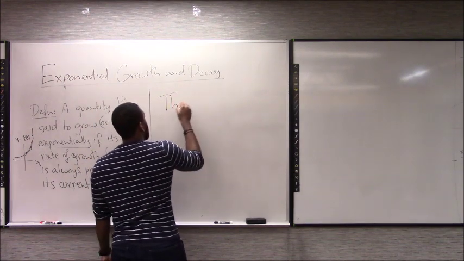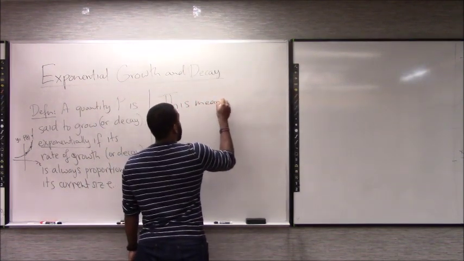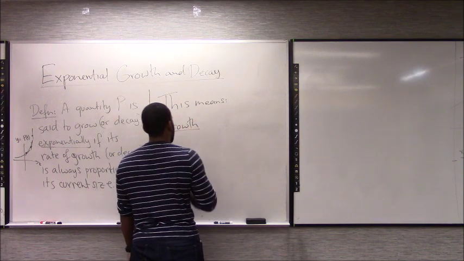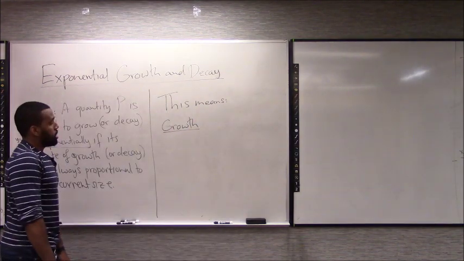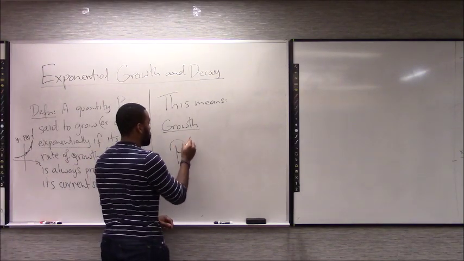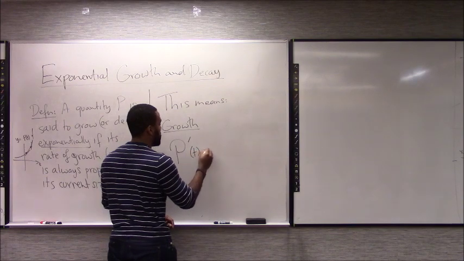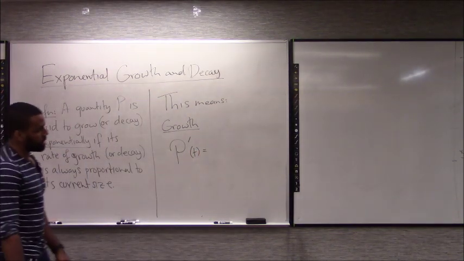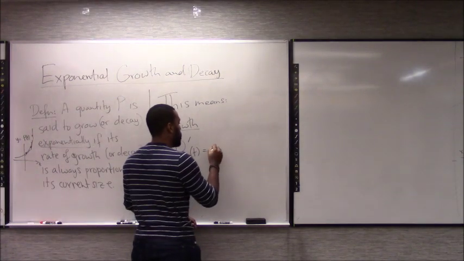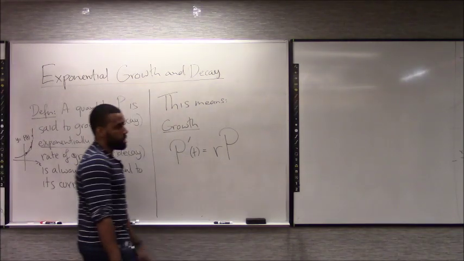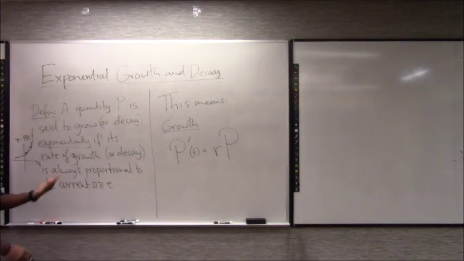This means, let's talk about growth just to be a little bit specific. If p grows exponentially, what we mean is that its rate of growth, p prime, let's say it's a function of time, it is going to be proportional to its current size, meaning it's going to be a constant. We usually call this constant r times the current size of p. Okay?